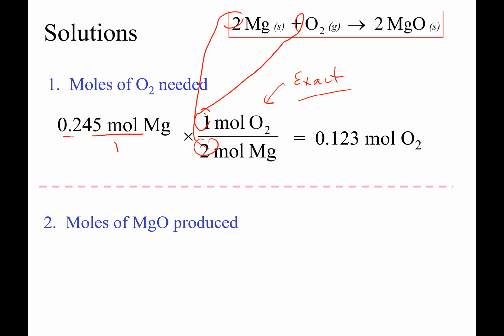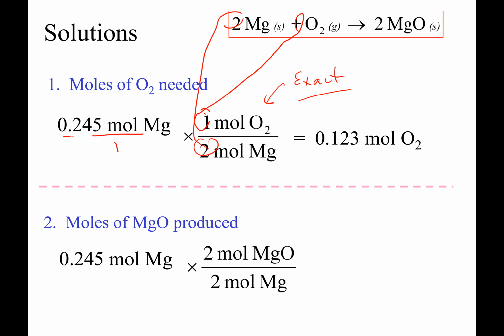And then the follow-up question, the first term is going to be the same, 0.245 moles of magnesium. And then what is the ratio going to be that goes next? 2 moles of magnesium oxide. Yep. 2 moles of magnesium oxide over 2 moles of magnesium, exactly. So I can do the math there. Get 0.245 moles of magnesium oxide.